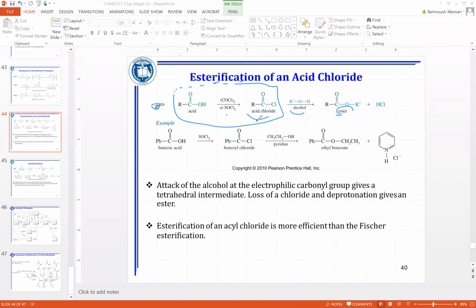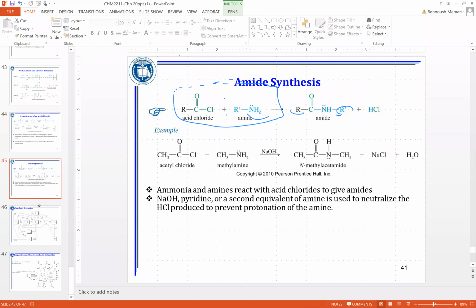And if you have acid chloride, you can change it to amide, you can change it to ester, you can change to acid anhydride. Okay, here are other examples of reactions of acid chloride with a primary amine. Okay, you have acid chloride and primary amine.